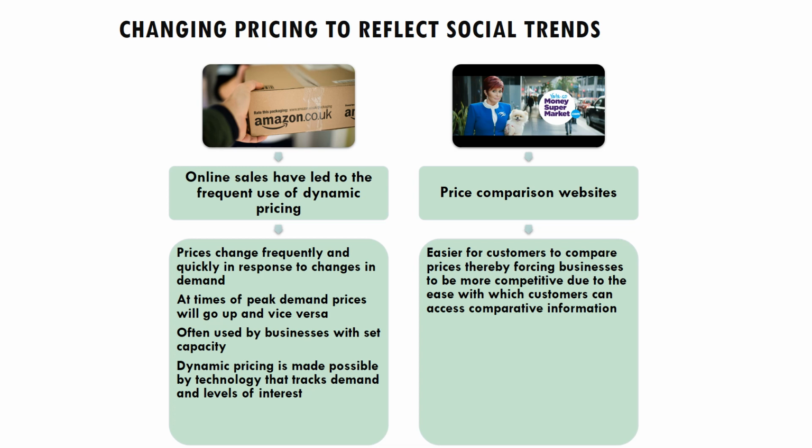A big influence on price setting at the moment is to do with changes in social trends. And there are two in particular that we should be aware of. The first one is the increasing importance of online sales. And this has led to the advent of what we call dynamic pricing. So this is where prices change frequently and quickly in response to changes in demand. And at times of peak demand, prices will go up and vice versa. This is often used by businesses with set capacity, and a good example here would be the airline industry. You know, when you log on, prices are changing quite quickly for different flights.